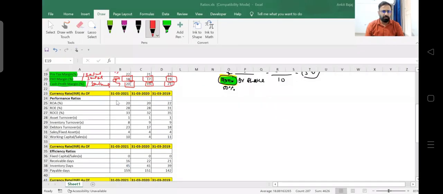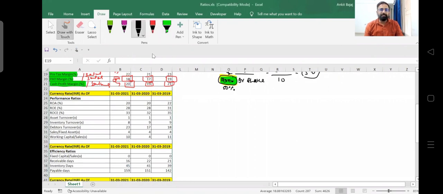Hello learners. Till now we have discussed operational ratios. Also we have discussed margin ratios, right? Now we will be discussing new ratios, and these ratios are also important ratios. So I will be discussing performance ratios, right?